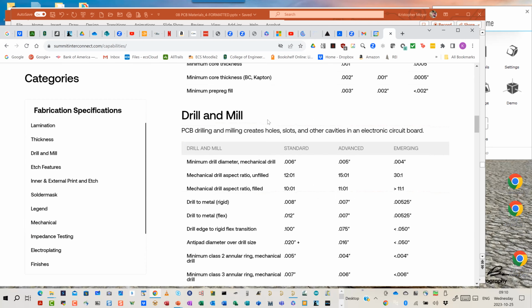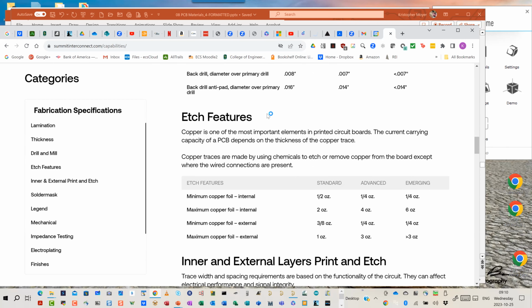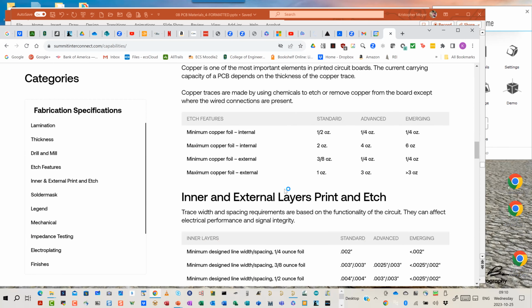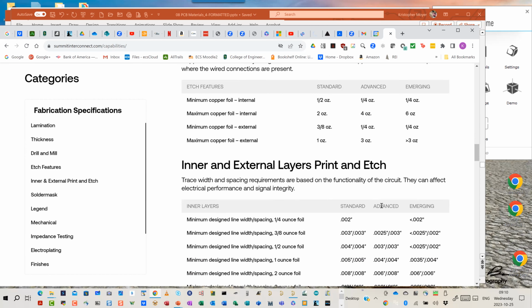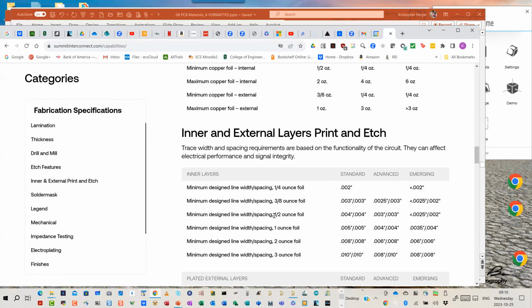All right. So we're going to look over here at etch features, right? Inner and external layers, print and etch. They have what they call standard technology, advanced technology, and emerging. And then it's going to be based off of copper weight. So if you do a design with 1 ounce copper layers on your inner layers, they're basically saying the minimum feature size is a 5 mil trace width and a 5 mil trace spacing. That they can do all day long, no real cost adder.